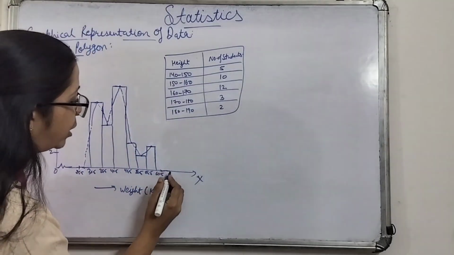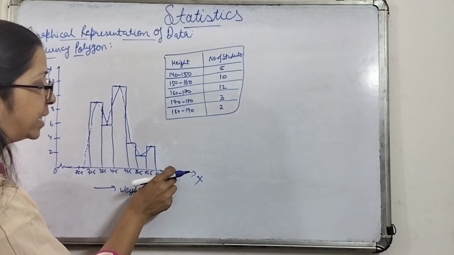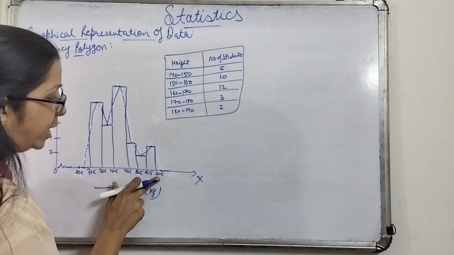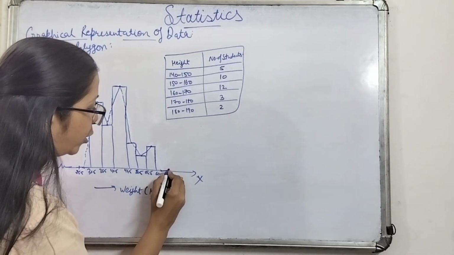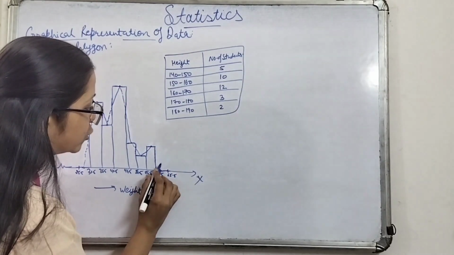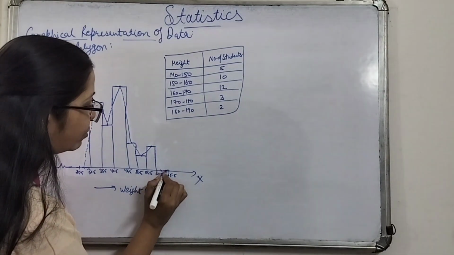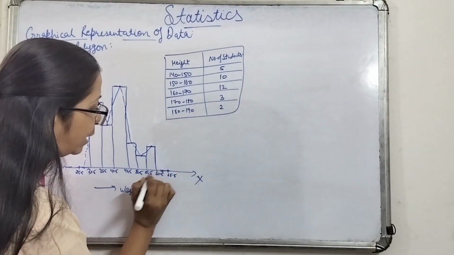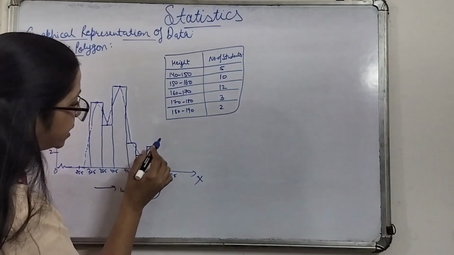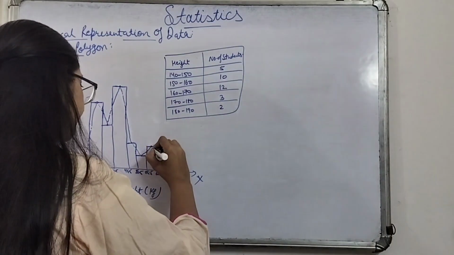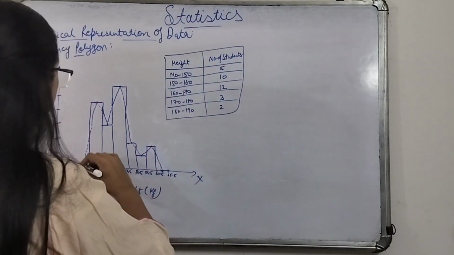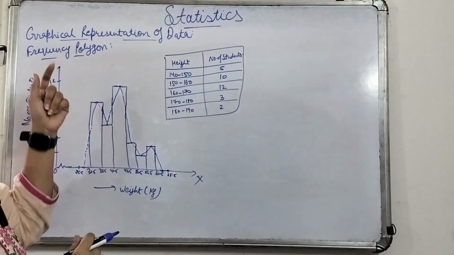Similarly, over here also I'll consider that there is a class interval with 0 frequency. It is 60.5, so the next will be 65.5. I'll take the midpoint of these with 0 frequency, and I'll join it. This is how this dotted line shows the frequency polygon.